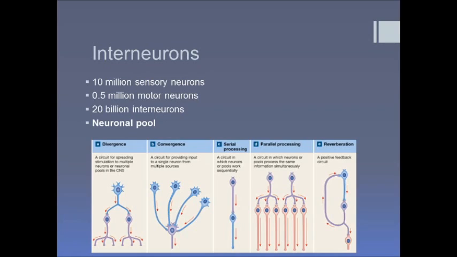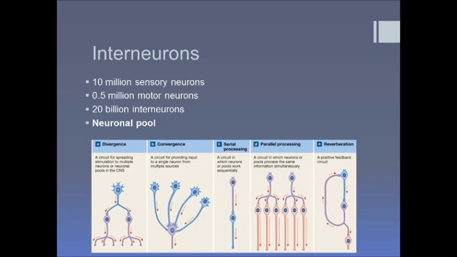Neuronal pools are functional groups of interconnected neurons. And there are 5 main ways that they can interconnect and communicate. The first is divergence, where there's this spread of information from one neuron to many neurons. There's convergence, where several neurons synapse on a single postsynaptic neuron. There's serial processing, where it's a stepwise pattern of one neuron spreading information to another neuron and so on, kind of like a game of telephone.